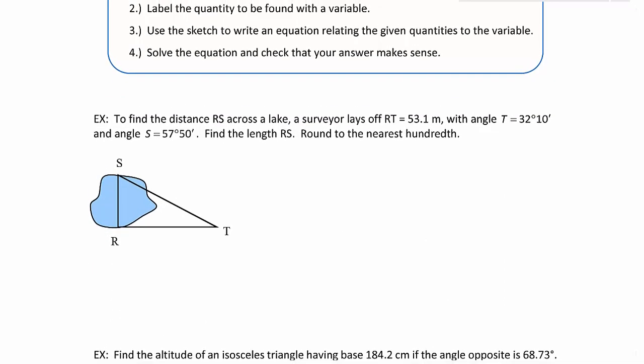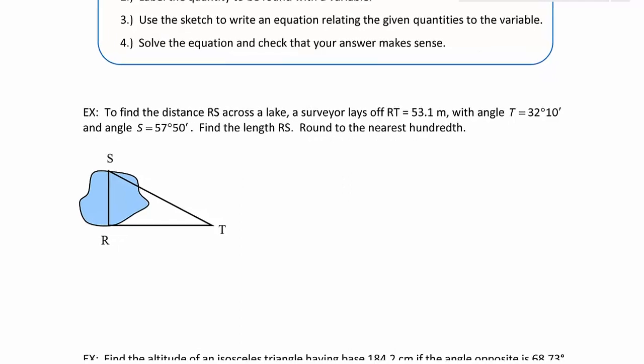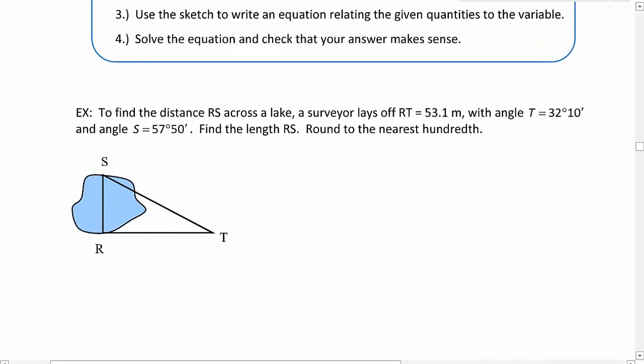To find the distance RS across a lake, a surveyor lays off side RT to be equal to 53.1 meters, with angle T being 32 degrees 10 minutes and angle S being 57 degrees 50 minutes. We want to find the length of RS and we'll round our answer to the nearest hundredth. Although my picture looks like there's a right angle there, there is no proof by picture, and you're going to find your diagrams are not always to scale. So we have to prove that there is a right angle before we can use our right angle trig definition.